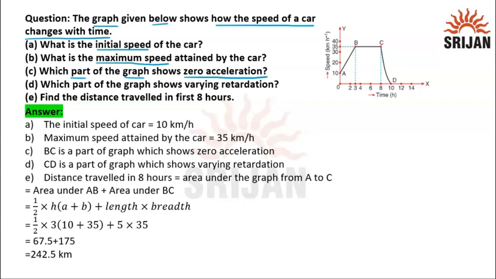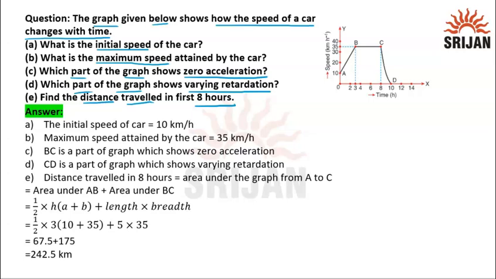In the fourth part, which part of the graph shows varying retardation. And in the last part, we have to calculate the distance traveled in 8 hours. The time is given in hours and the speed is given in kilometers per hour. So we are going to answer one by one. So this is the first part: what is the initial speed of the car?